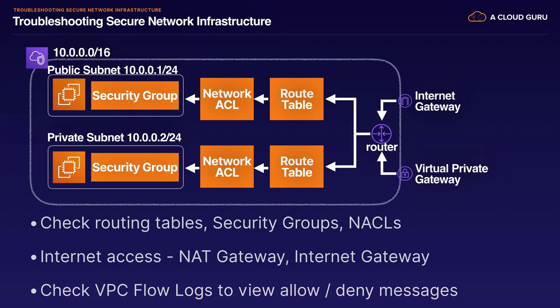But before it reaches the subnet, it needs to be allowed in by the network access control lists and the security groups. Only if it is permitted by both of these will the network traffic actually reach the subnet.